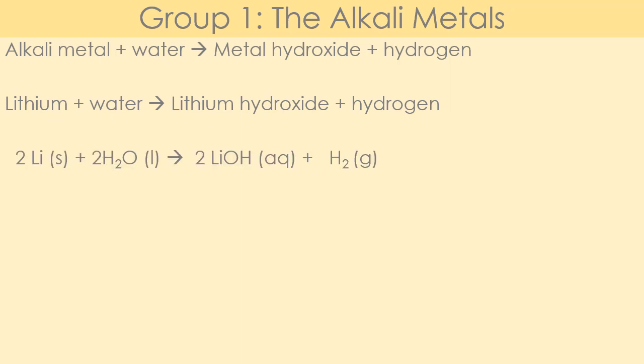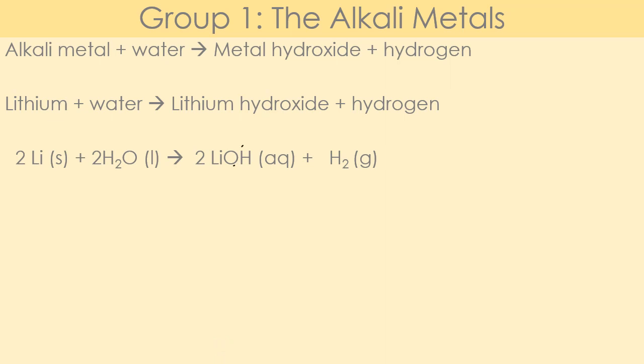I've made sure that it is balanced. So we've got the 2's in front of these. There's no 2 in front of my hydrogen. And this gives us the balanced equation. I've got my state symbols: solid, liquid, gas, and aqueous. Aqueous meaning dissolved in water. And we can see what's going on.